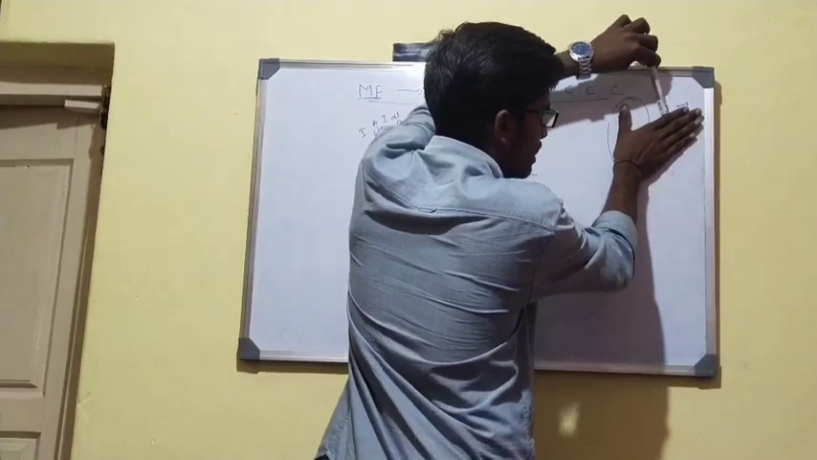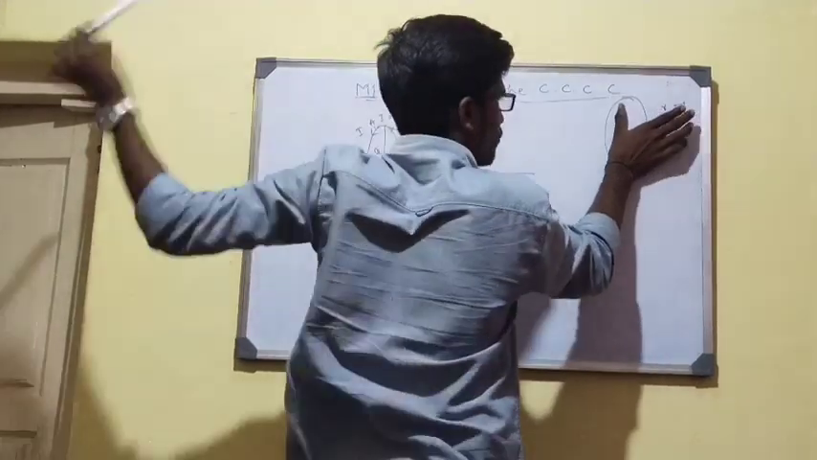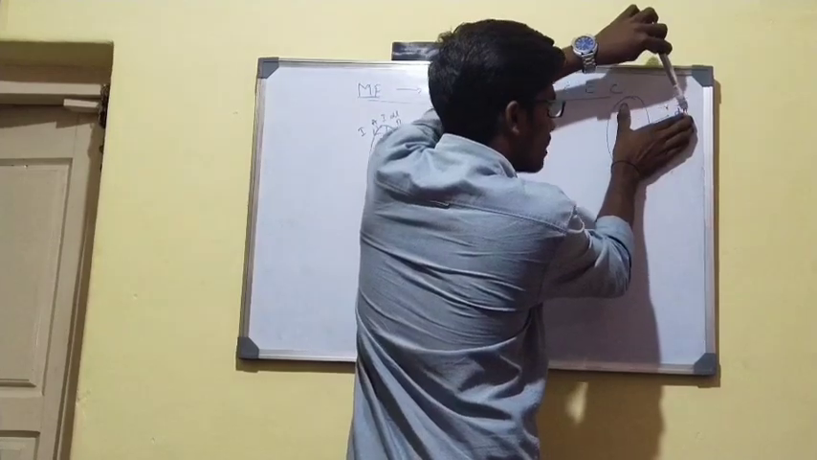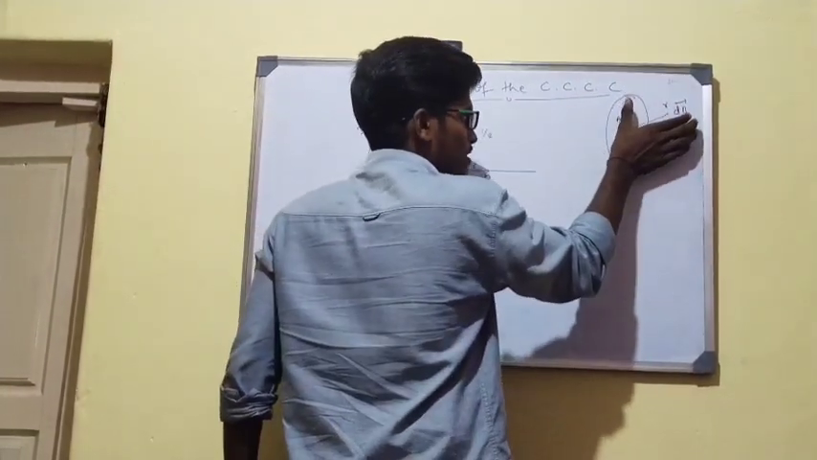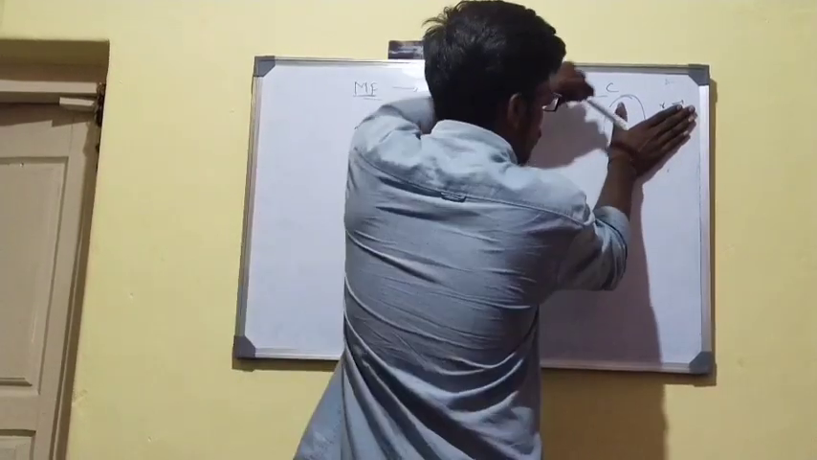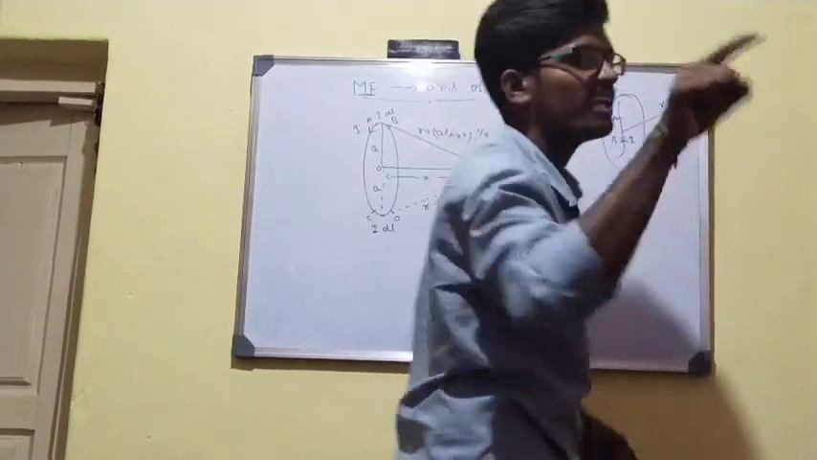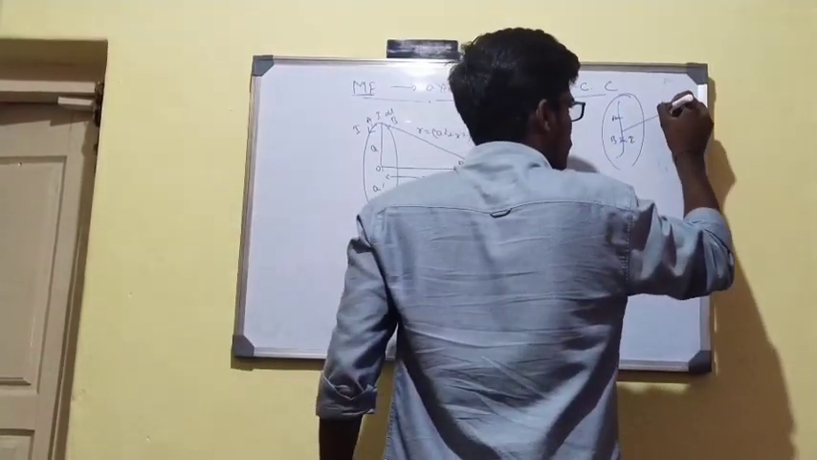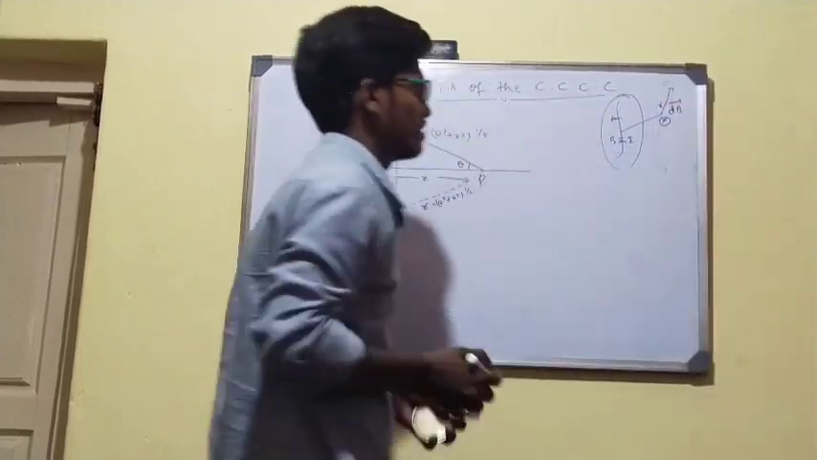This palm will give the direction of R. And when you curl your fingers, the direction of your curled fingers will give the direction of the magnetic field. Once again, this thumb will give the direction of electric current, this palm will give the direction of R, and the direction of your curled fingers is the direction of the magnetic field. So the direction of the magnetic field is inverse.